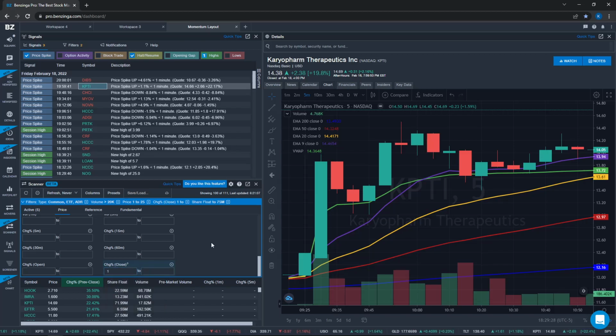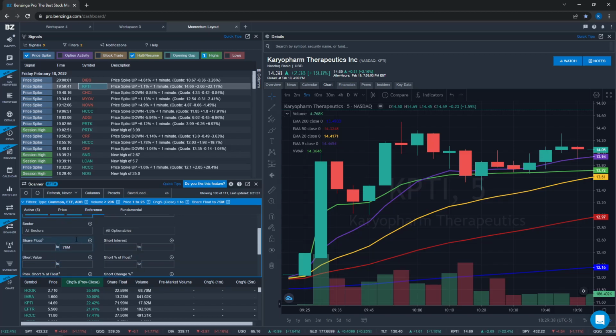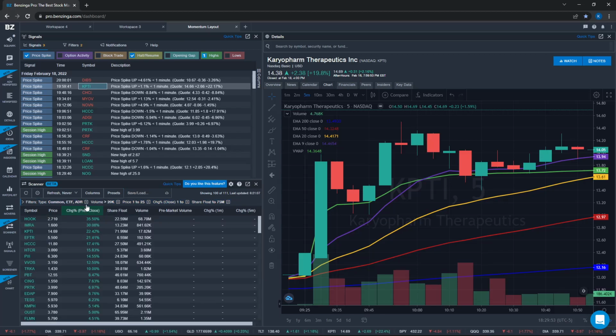And here's the change from the close at the bottom as well. I have a minimum of 1, so that's down here again, also in the price reference. Then to the right of that, you can find the share float, so that's where I set the 75 million. Again, you can set this to whatever fits your trading style. So I'm going to hit this filters arrow right here, and you'll see all of the filters you have set going across the board. Right now it's not market hours, so the reason I'm seeing results right now is because I have refresh set to never.